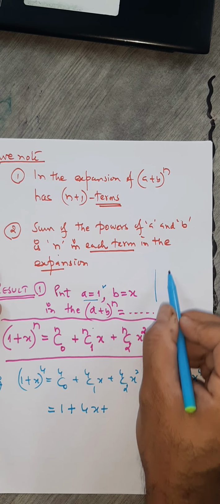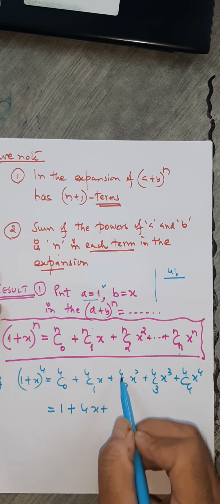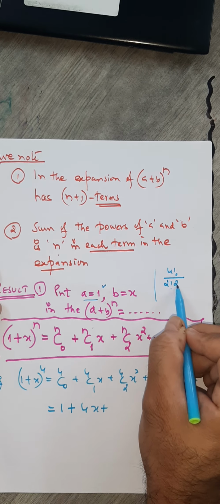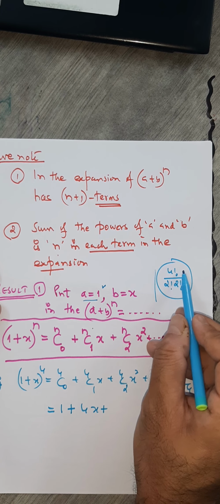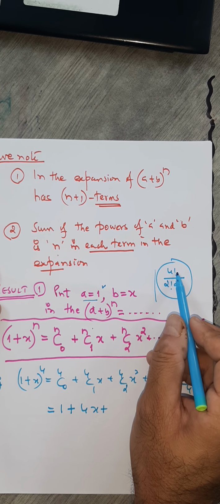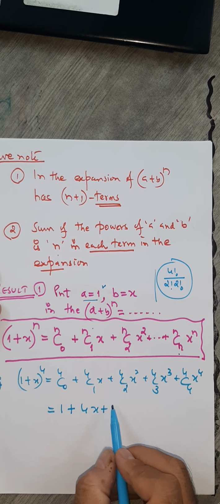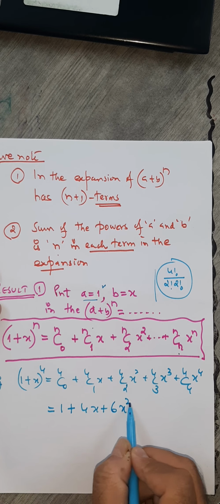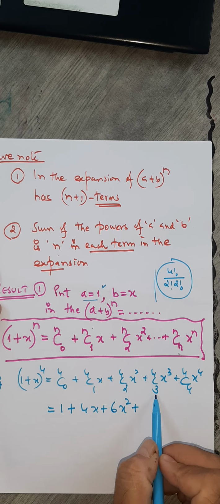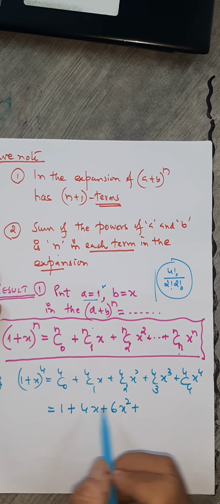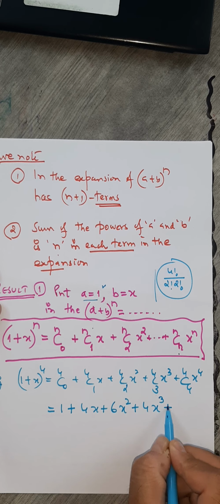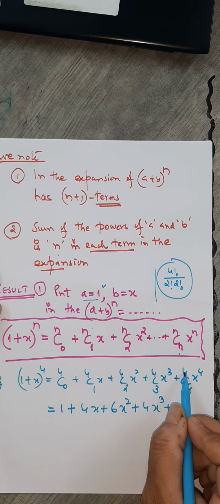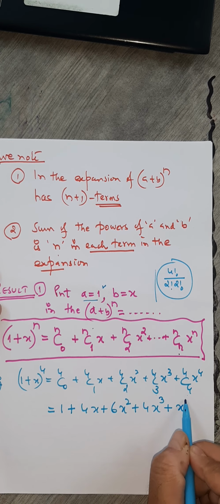You can do this much of 4 factorial upon 2 factorial into 2 factorial. You know this formula. So here 4 into 3, 1, 2 factorial will cancel. 4 into 3, 12 by 2. So this is just 6x squared. You know 4c3 is same as 4c1 and 4c1 is 4. So this is just 4 into x cube. What is 4c4? When these two are equal, this is always 1 into x raised to 4.